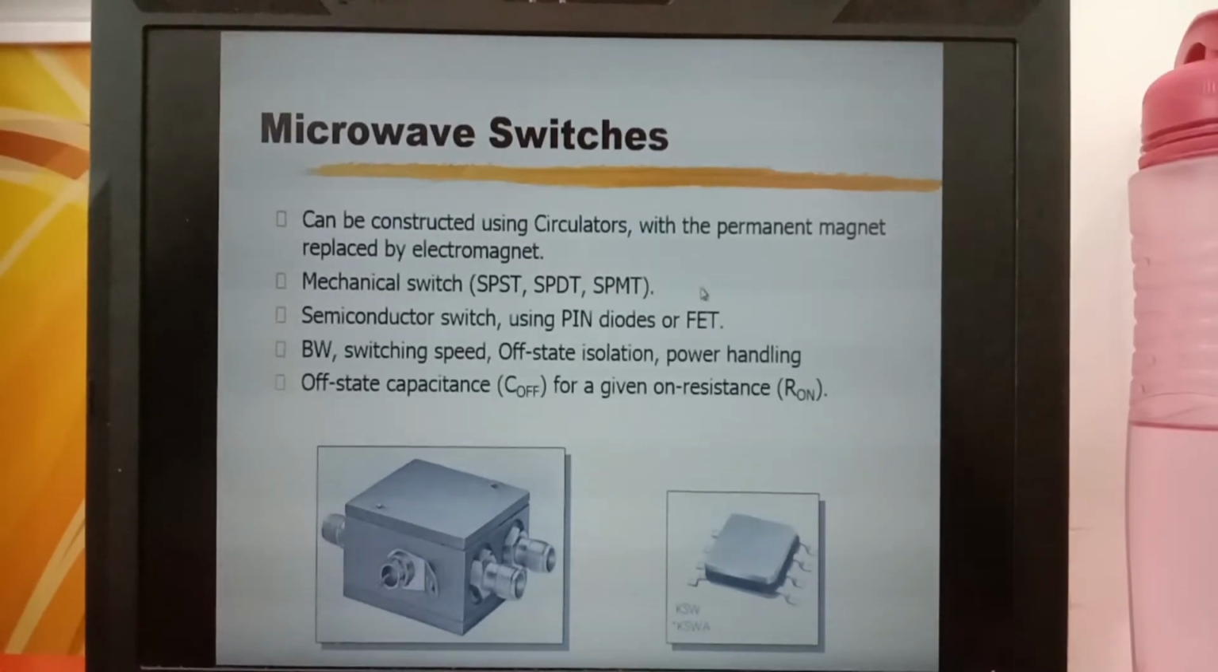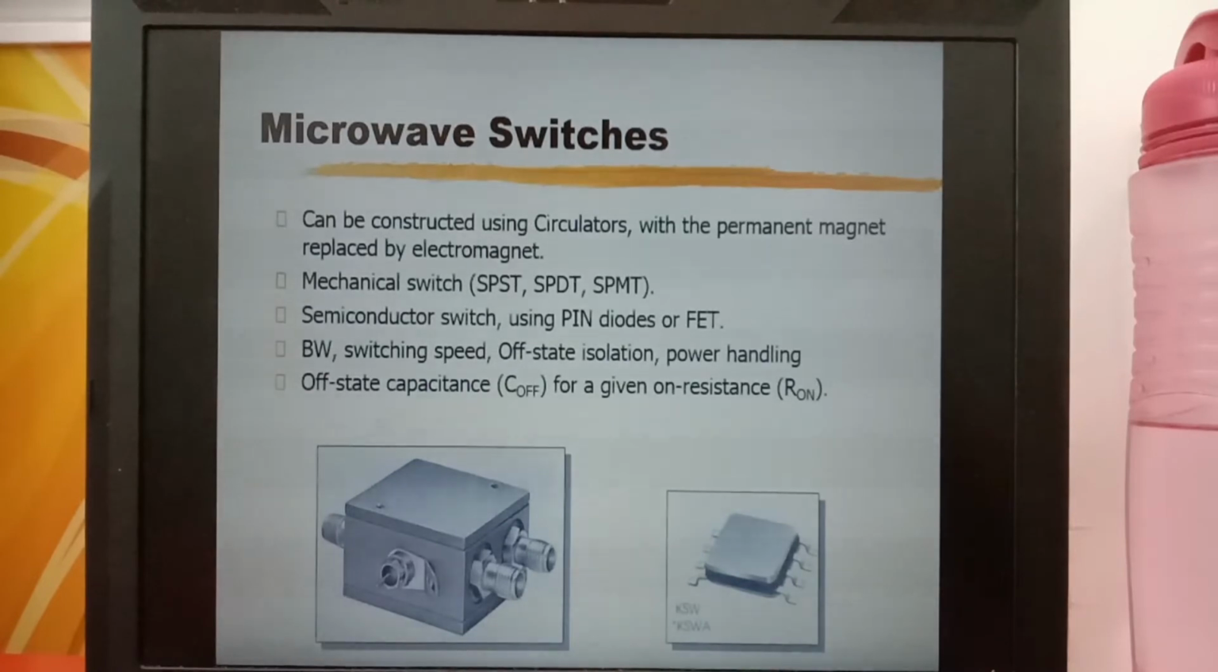It may take several milliseconds to hundreds of milliseconds to change the switch position. If we need faster switching, we will need to use a semiconductor switch made using a PIN diode or field effect transistor. In the selection of a microwave switch, some of the important parameters that we need to consider include the bandwidth, the switching speed, off-state isolation, and power handling capability.